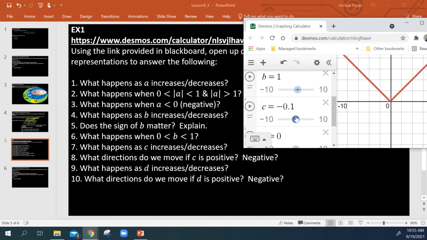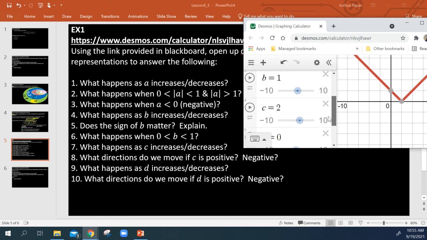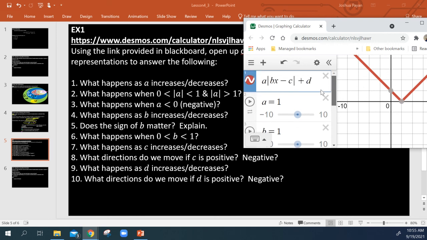So when C is 0, we're at x equals 0. When C is 2, right, guess where we're at? We're at x equals 2. Okay, so this is obviously our horizontal translation. Okay. Now, this can be confusing, okay?